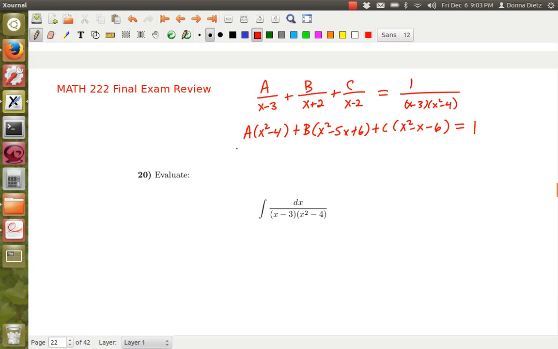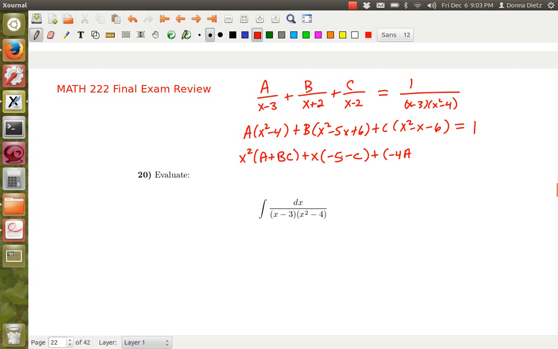Okay, so now the thing is we want to regroup by x squared and x and units rather than by A, B, and C. So you can just say, okay, what's x squared? Well, you have an A, a B, and a C. X, there's no A component, but there's a minus 5B over here and a minus C over here. And then all the leftover pieces, minus 4A.